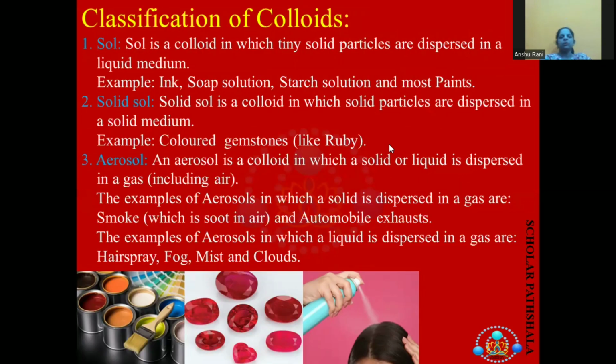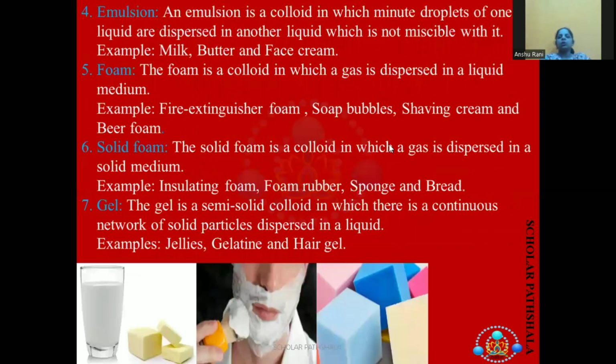Then we have emulsions. Emulsion is a colloid in which minute droplets of one liquid are dispersed in another liquid, and they are not miscible, like milk, butter, face cream. Then we have foam. Foam is a colloid in which gas is dispersed in a liquid medium, like fire extinguisher foam, soap bubbles.